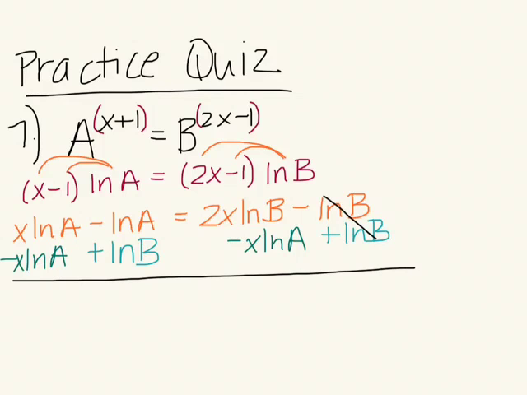Okay, so I'm going to cancel things here. My negative ln of b and my ln of b cancel. My negative x ln of a and my x ln of a cancel. So here's what I'm left with.